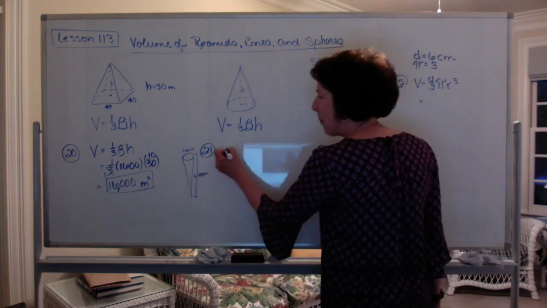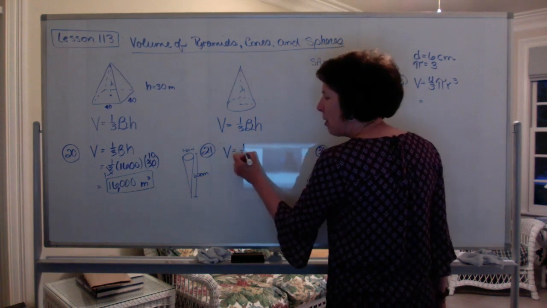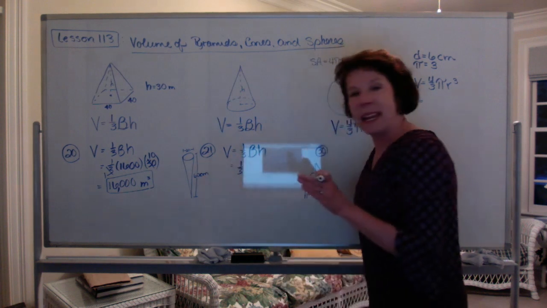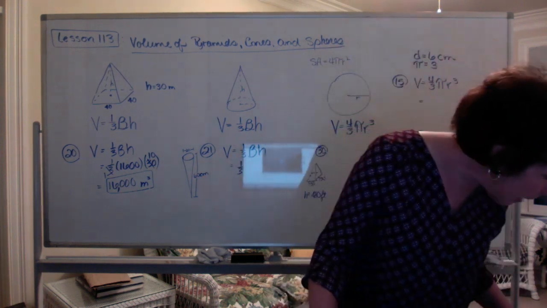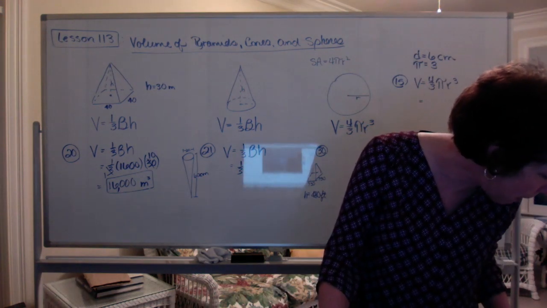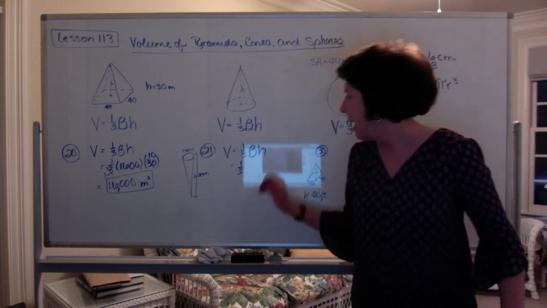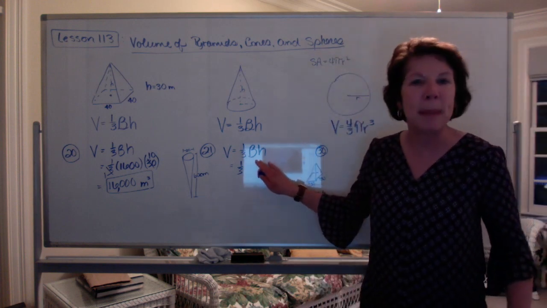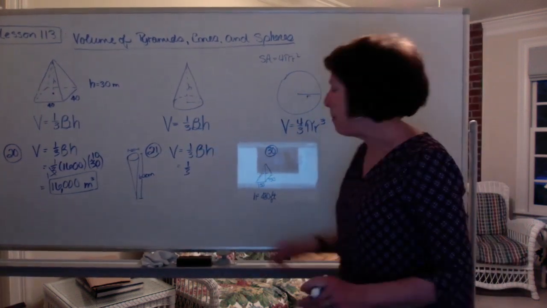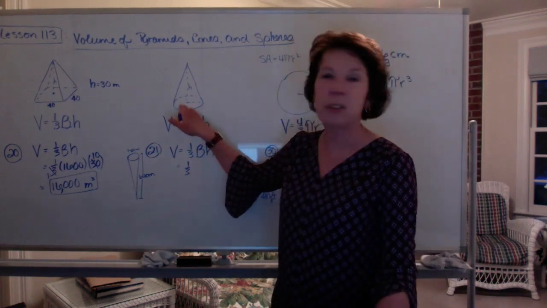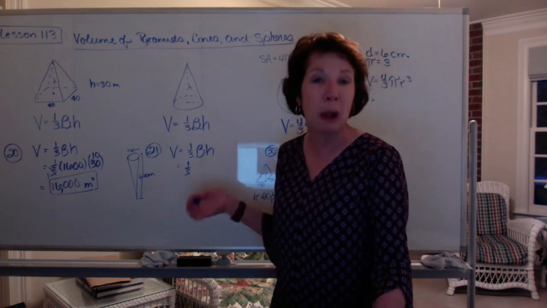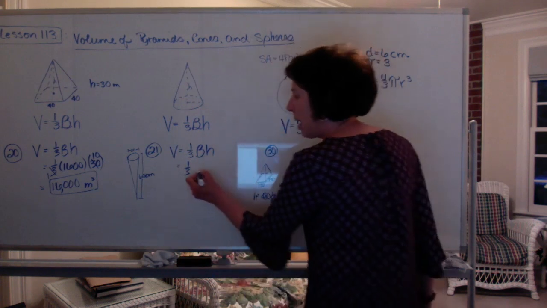Now, let's go ahead. I'm going to rewrite my formula. The volume is 1/3 the area of the base times the height. Now, what is the area of my base? I've got to see what I'm supposed to use here. I'm supposed to use 3.14 for pi. My base is the circle, so for the base, I'm going to fill in pi r squared because we know the area of the circle is pi r squared. So I'm going to put pi here.